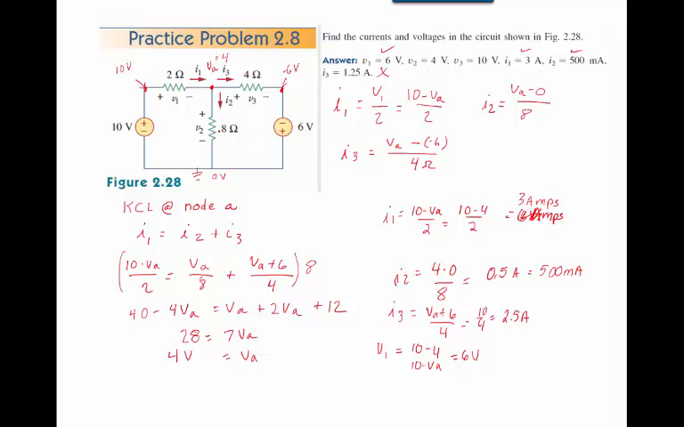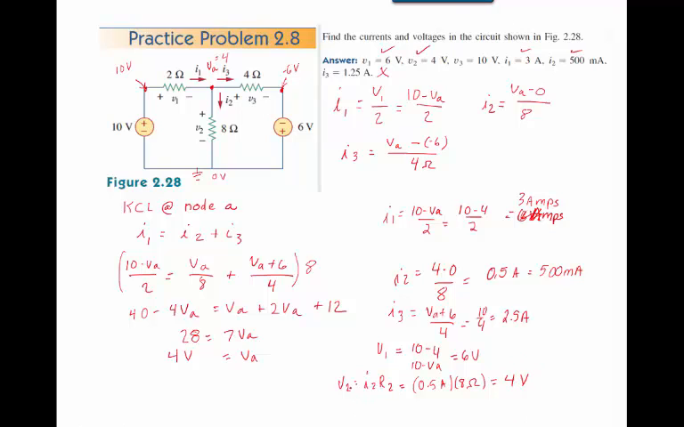And what else does it ask for? Voltage 2. Voltage 2 right there. Voltage 2 is I2 R2. That's the only way I can get it. I2 R2 is 0.5 amps times 8 ohms, which is 4 volts. Interesting, they had that right.